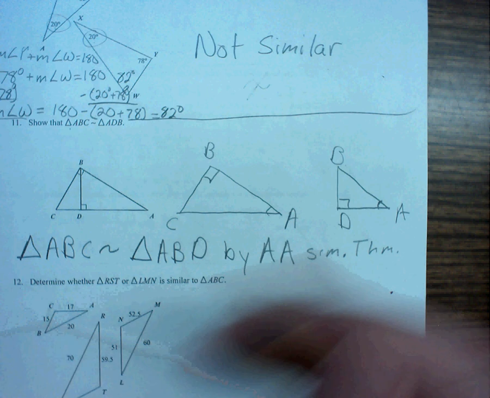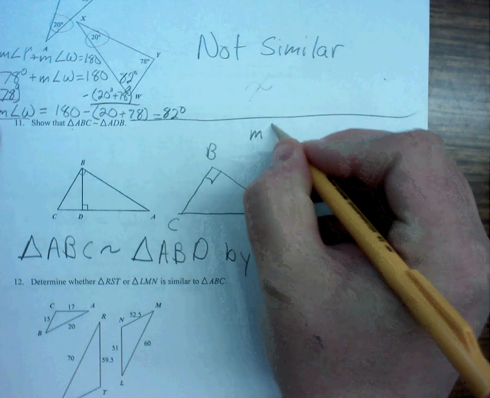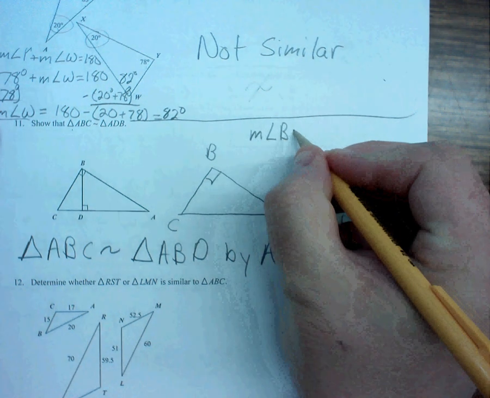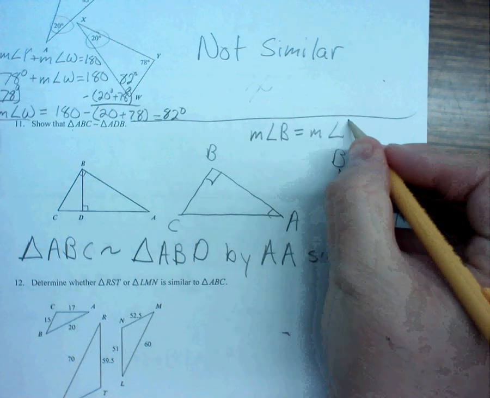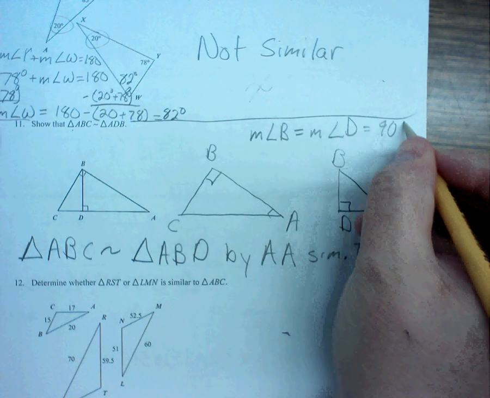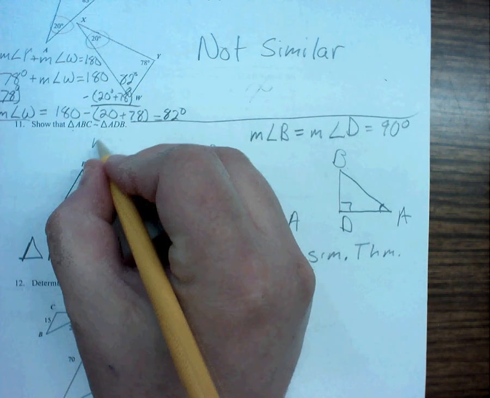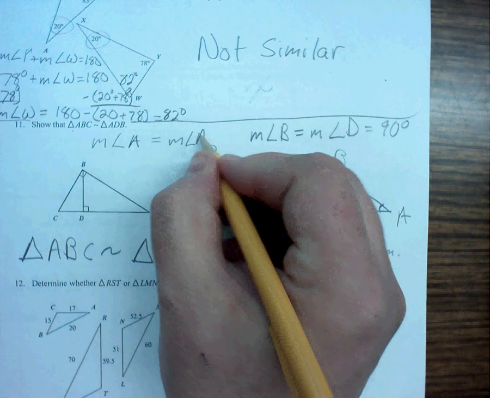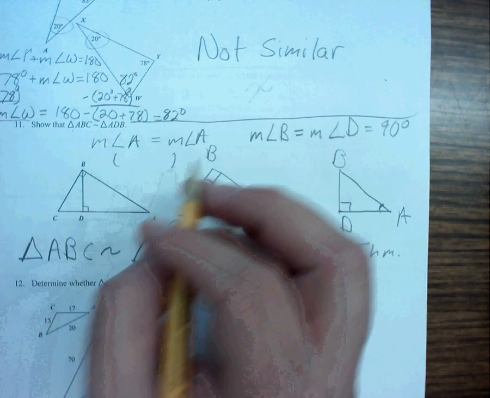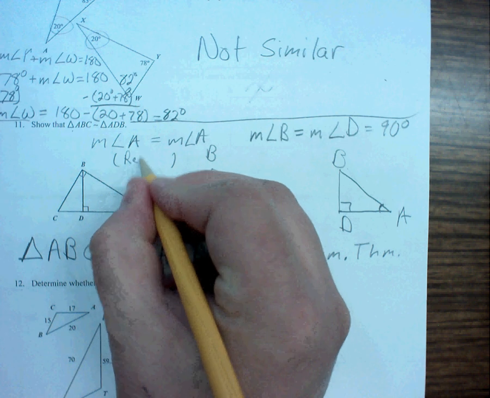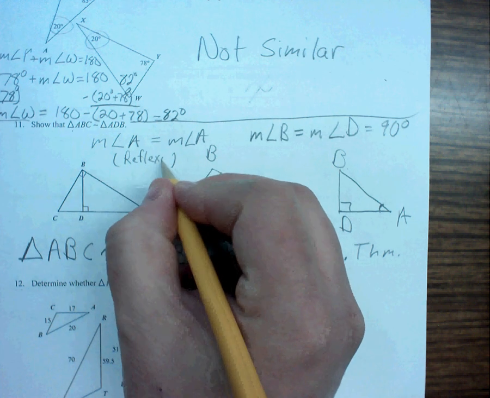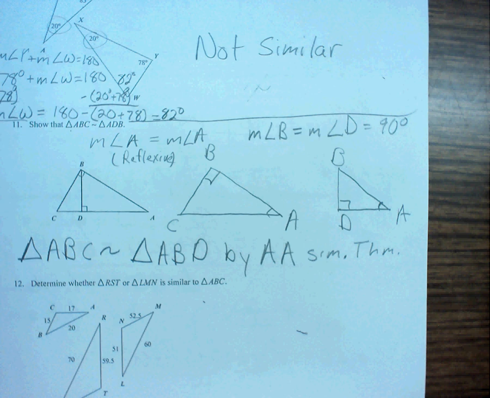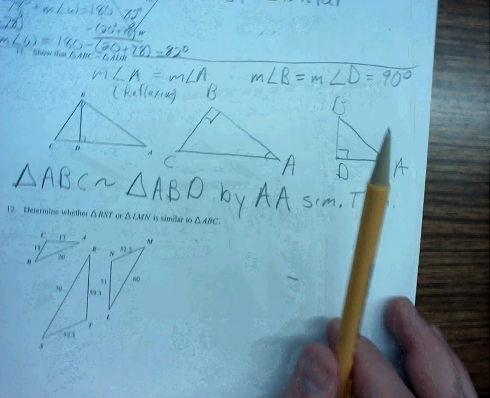So how do I know that? Well, I have two angles that are congruent. The measure of angle B is equal to the measure of angle D, because they're both 90 degrees, right? And then the measure of angle A is equal to the measure of angle A. What property is that? Do you guys remember? Reflexive. Okay. So because I have two congruent angles in the triangles, then I can prove similarity. All right, let's move on to the next one.